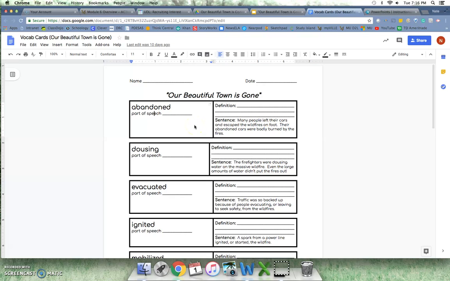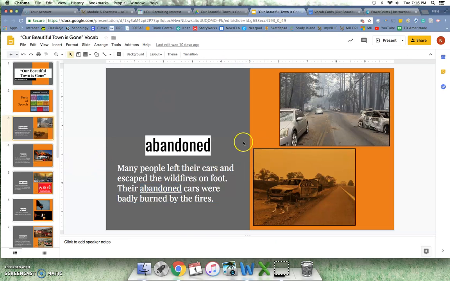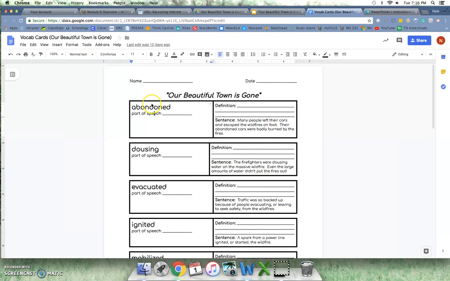And just embedding vocabulary support. So again, if we didn't have this access to the slides and the kids were only working on the vocab cards, maybe if they highlighted a word or clicked a certain part of this, it would take them to a picture or the dictionary, like I said earlier.